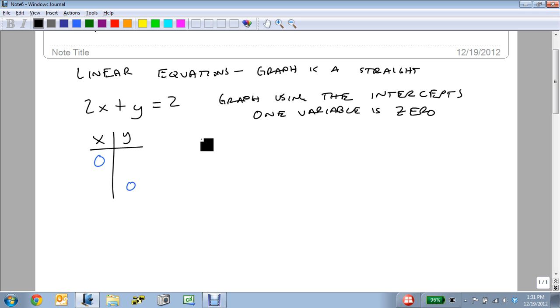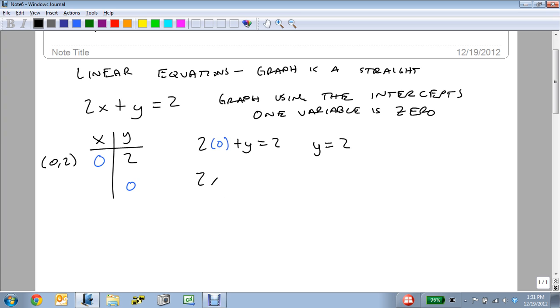And then when we do that, we get 2 times, because we're plugging in 0 for x, plus y equals 2. Well, 2 times 0 is just 0. So this means y equals 2. And so we get a point at 0, 2, and that's our y-intercept. That's where we cross the y-axis.